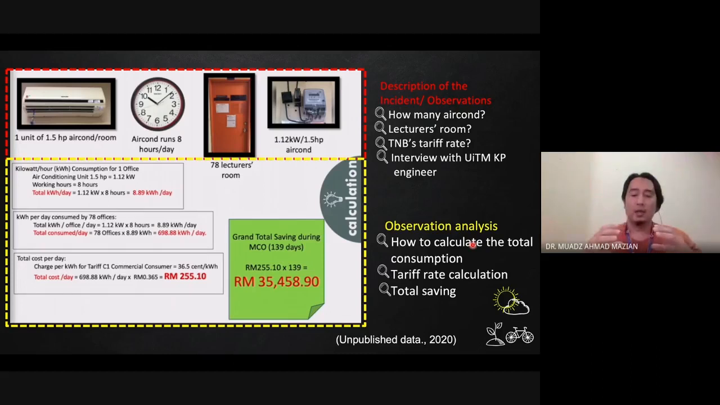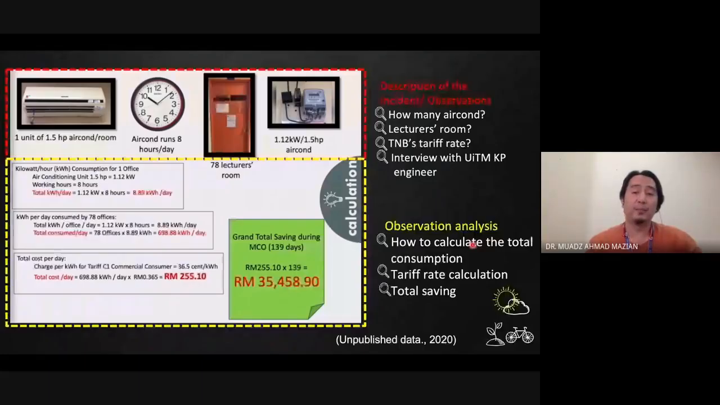design all the data that I have into a suitable format so that my readers boleh nampak secara general, right? Boleh nampak secara detail lah, details about what I did. Okay, so in this observation analysis, I come up with another question: how to calculate the total consumption? All right. Then what is the tariff rate calculation?